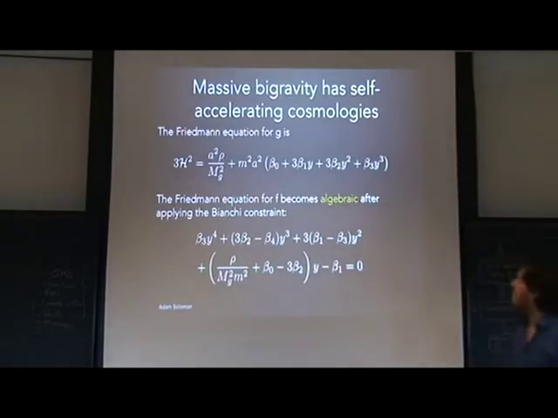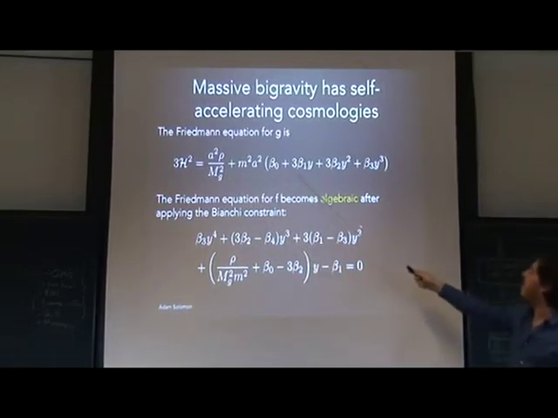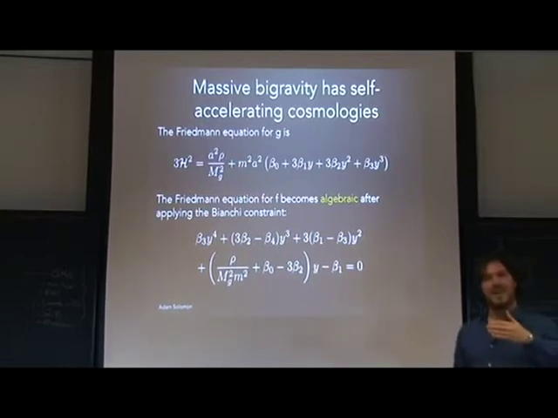You have a Friedmann equation for G, which is just the usual matter coupling plus a mass term, which is a polynomial in this ratio Y. And then because of this Bianchi constraint that fixes the lapse of the F metric, you have this really nice property that the Friedmann equation for F becomes algebraic. It just becomes a quadratic equation that determines the evolution of Y.